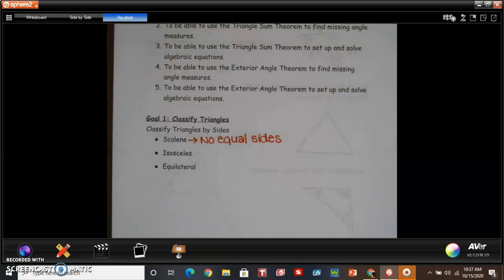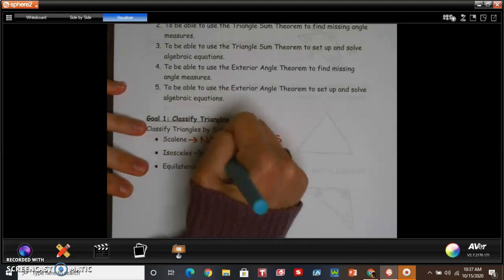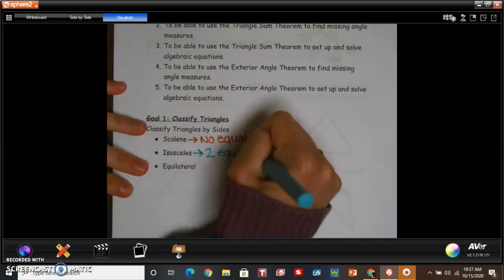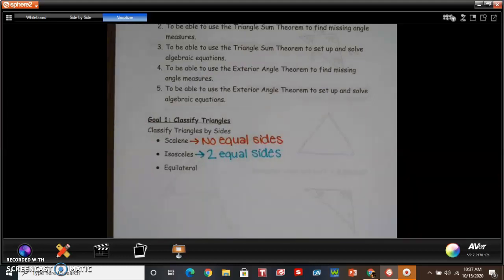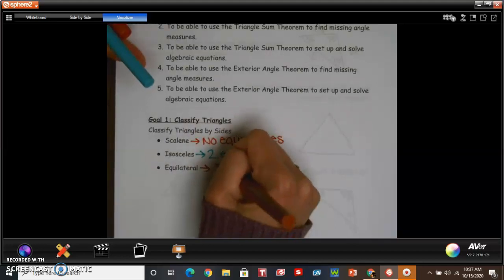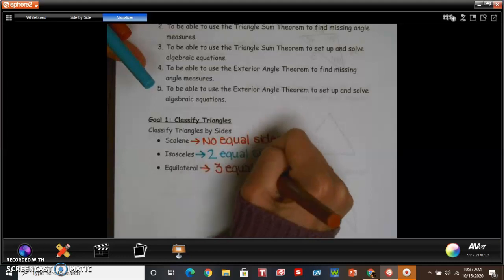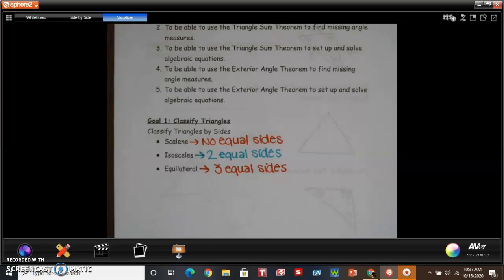They're considered scalene. Isosceles, when we have 2 equal sides. So if 2 of the sides are the same, it's considered isosceles. Equilateral is when we have all 3 equal sides. So in your triangle, if all 3 sides are the same, it's considered equilateral. So those are your 3 classifications for sides. No equal, scalene. 2 equal, isosceles. 3 equal, equilateral. All 3 of these vocab words will be on your exam.